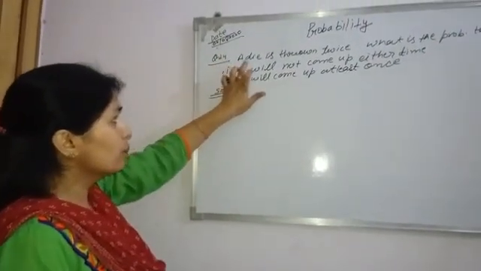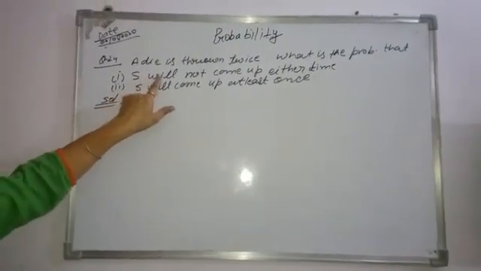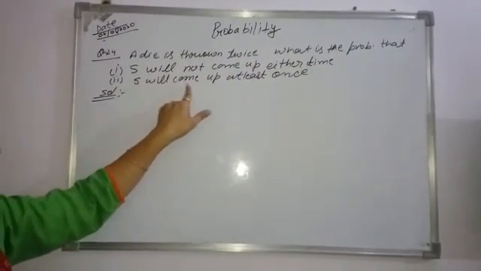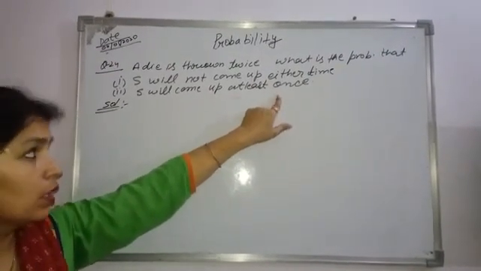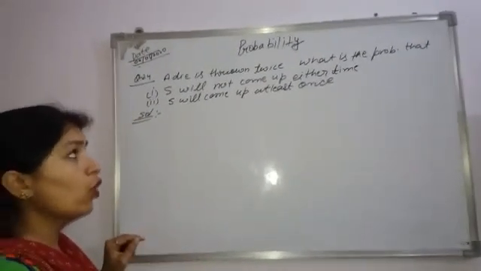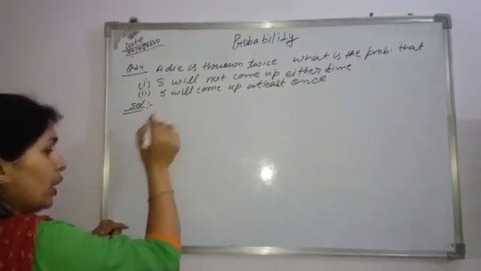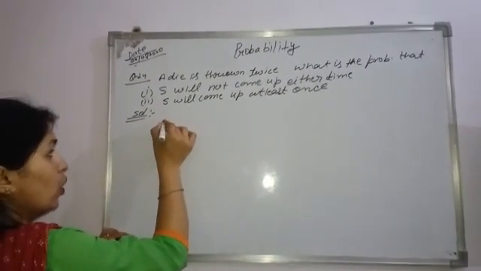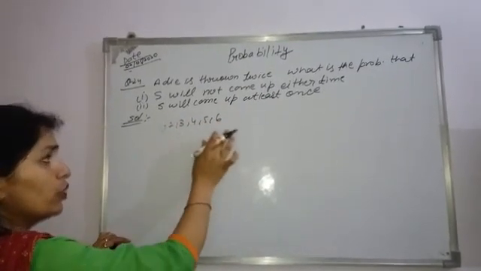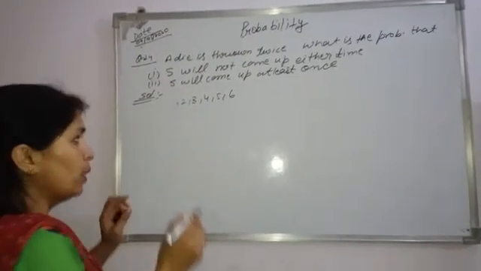Question number 24. A die is thrown twice. What is the probability that 5 will not come up either time? Second case, 5 will come up at least once. So first listen, if we have a die and we want to throw it 2 times, how many total cases do we have? On a single die we know that we have 6 numbers, 1, 2, 3, 4, 5, 6.